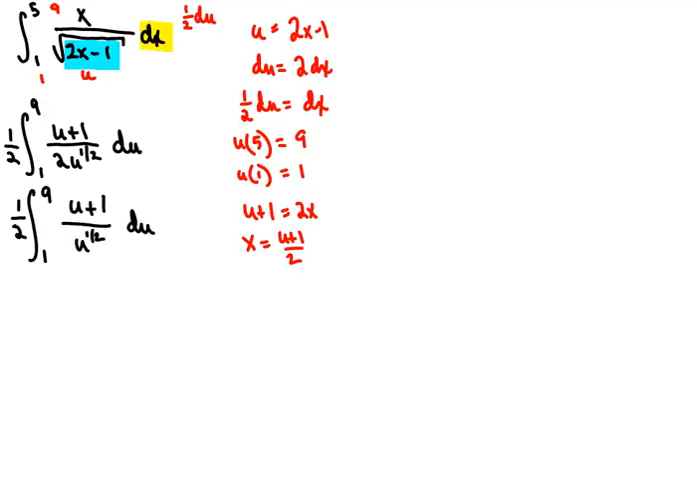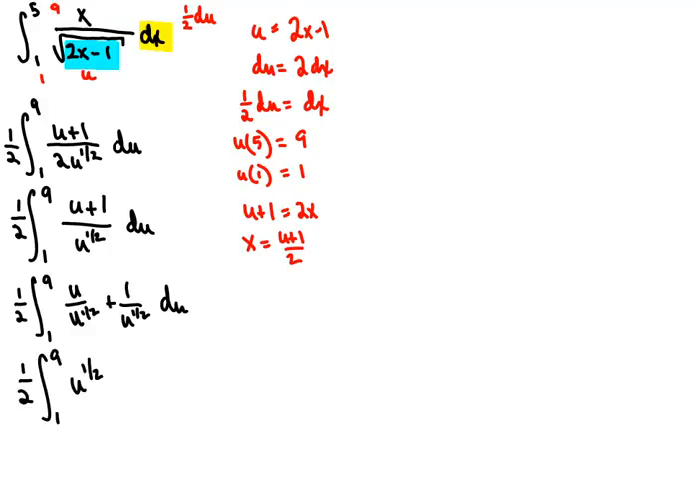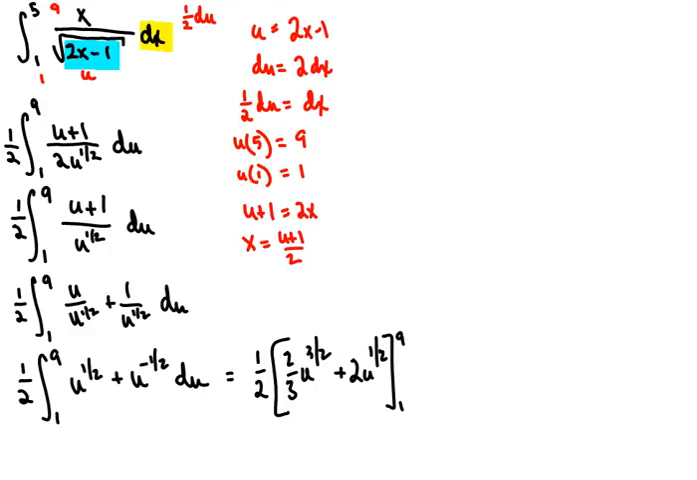And here I can actually split these up into two separate fractions, and they can be simplified a little bit more. If you note that u is really u to the 2/2, over u to the 1/2 is just u to the 1/2. And 1 over u to the 1/2 is really u to the negative 1/2. And so finally I'm in a position to find the antiderivative of u to the 1/2, which is 2/3 u to the 3/2. And for u to the negative 1/2, that's going to be u to the 1/2 over 1/2, or 2u to the 1/2. And that's from 1 to 9.